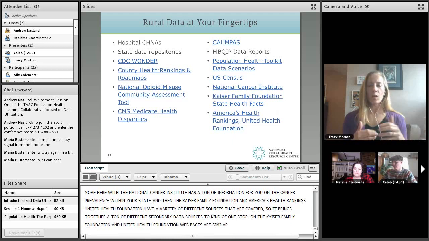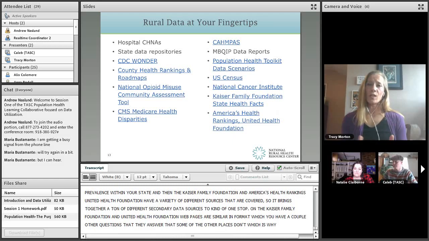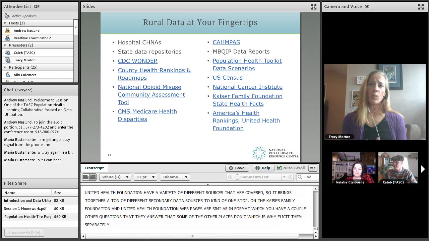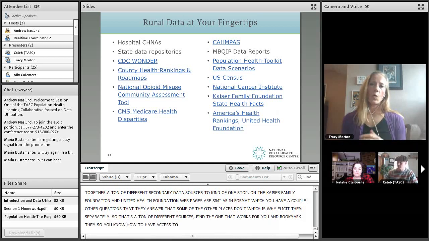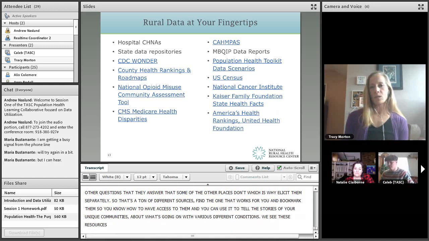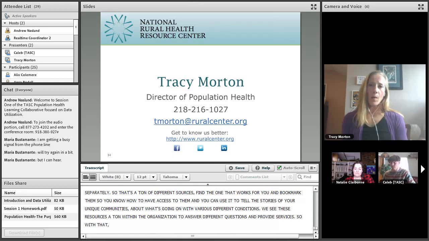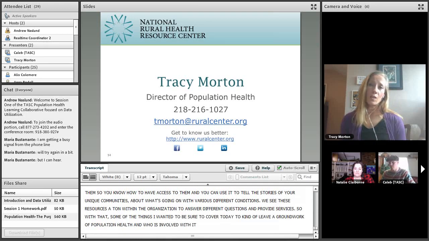Hopefully you guys, as all FLEX programs, are familiar with what COMPASS is. It's the Critical Access Hospital Measurement and Performance Assessment System, created by the FLEX monitoring team, which is a queryable database that has clinical, financial, and community level data in there. The MDQIP data reports are a tremendous source of information as well. The Population Health Toolkit is created by the center and maintained, and there's 11 different data scenarios in there that crosswalk 4 different publicly available data sets to help you answer questions down to the county or hospital level about things that might be going on within your community.